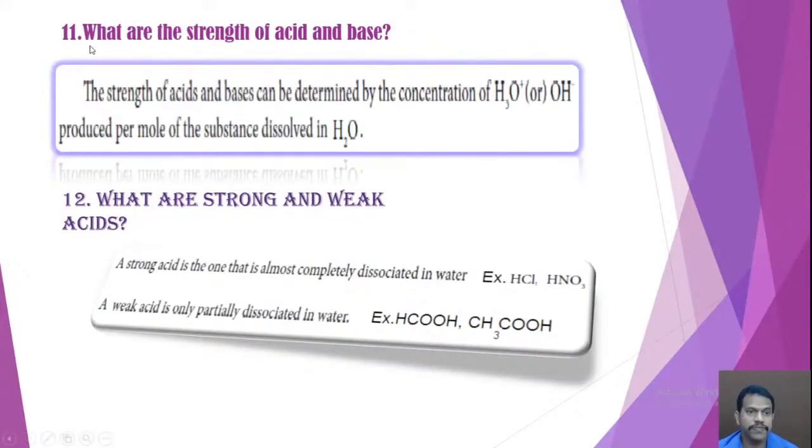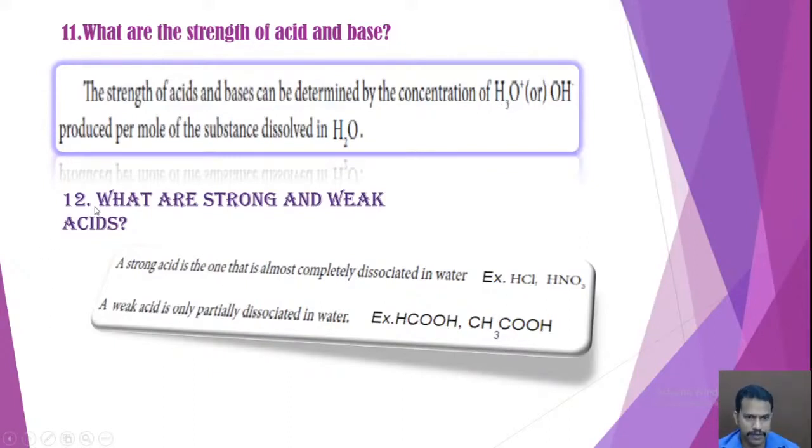Now we will see question number 11. What is the strength of acid and base? How to find the strength of acid and base? The strength of acid and base can be determined by concentration. The word strength means concentration. It is the concentration of H3O plus ions for an acid and OH minus ions for a base, produced per mole of the substance dissolved in water. Suppose we prepare 1 mole of substance. How many OH ions are present in the 1 mole? That is called the strength of base. How many H3O plus ions are present in the 1 mole of substance? That is called the strength of acid.